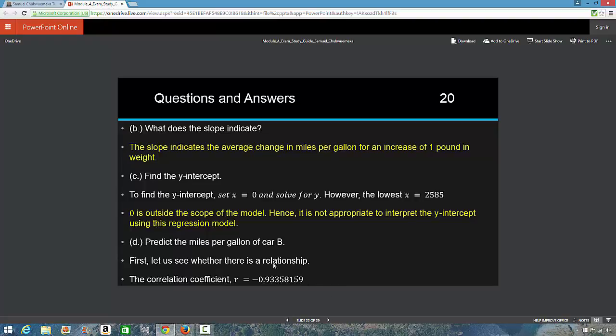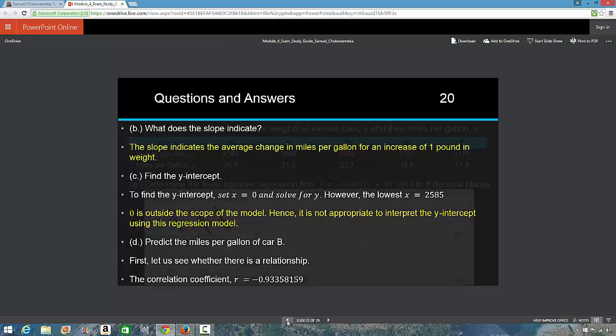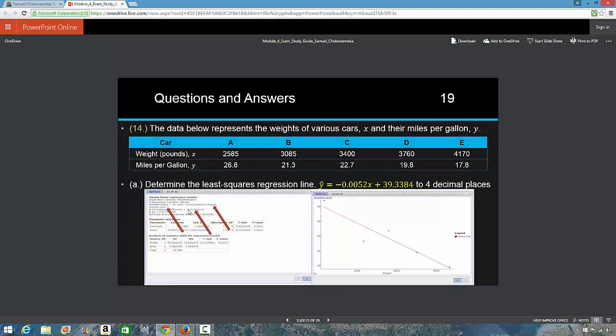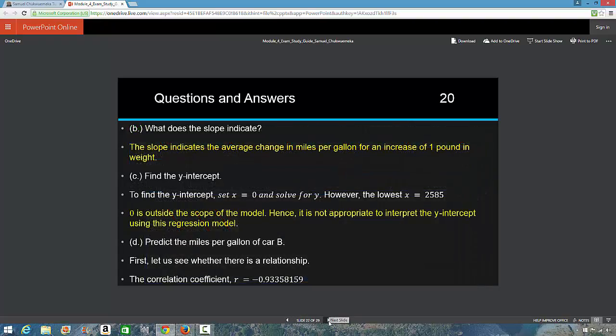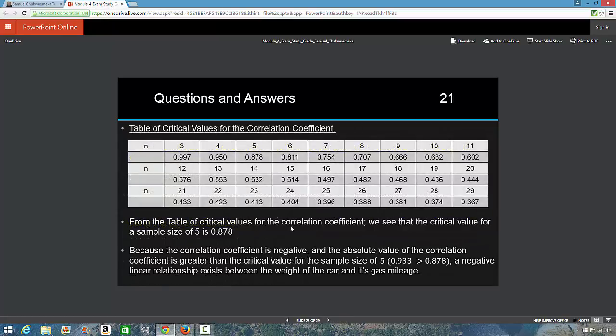Now predict the miles per gallon of B. Before we predict the miles per gallon of B, we want to see whether there is a relationship. The correlation coefficient is negative 0.93358159. Now let us find a critical value.